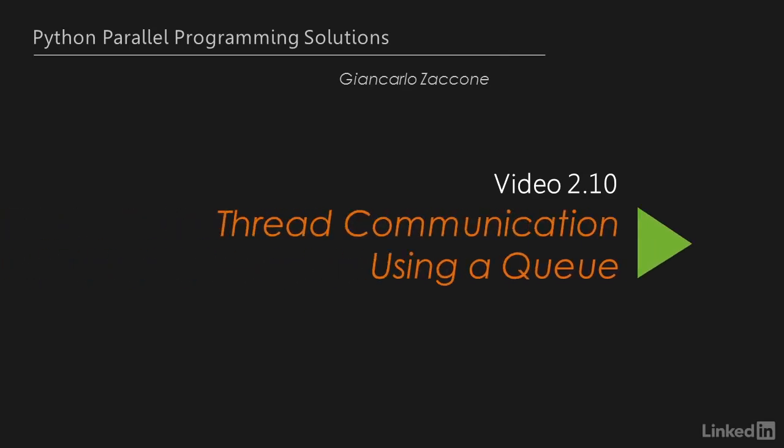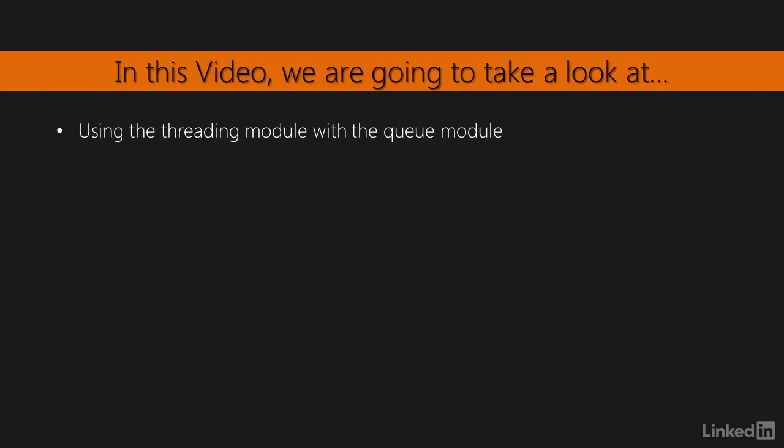In the previous video, we saw the use of the with statement. Welcome to the 10th video, titled Thread Communication Using a Queue. In this video, we'll take a look at the queue methods such as put, get, task done, and join.